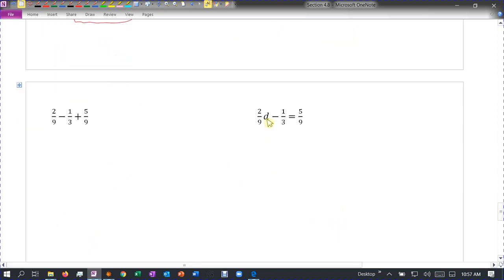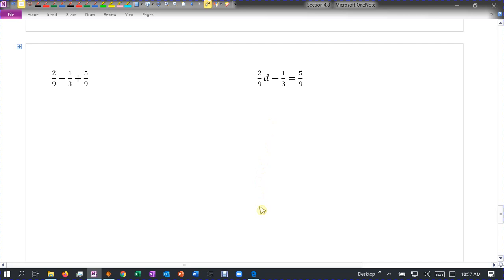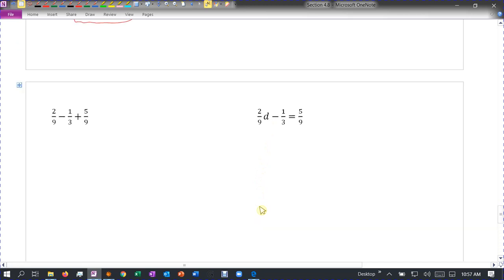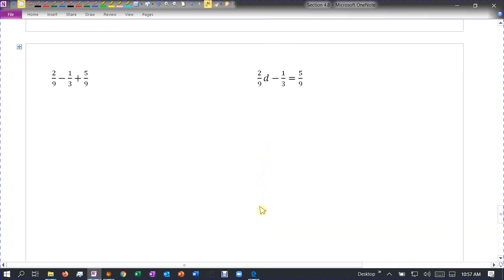Okay, these last two, I'm going to just leave for you to see if you can get those on your own. This first one here is an expression, so you need to get all your denominators to be the same. This is an equation, so now you need to find the LCD and multiply it on both sides of the equation. See what you get. That'll do it for this section.